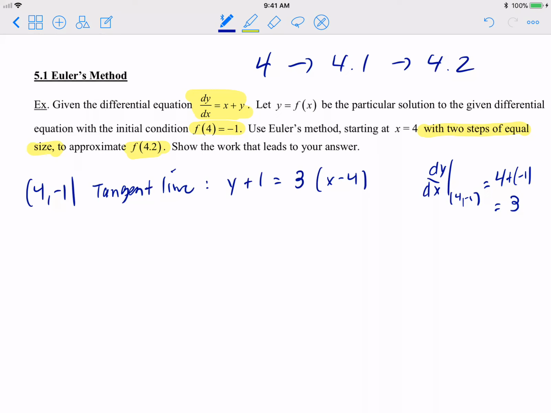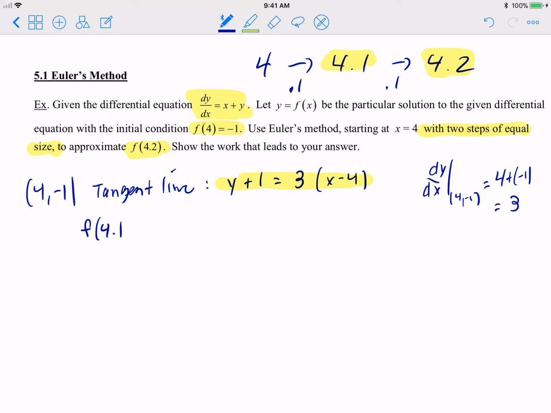So how far did I go each time? I went 0.1. Okay, so my delta x in this particular problem is 0.1. But you don't really need to know that. Really, all you just need to focus on are these values right here. So the first thing I'm going to do is I'm going to use my tangent line that I found here to approximate f of 4.1.